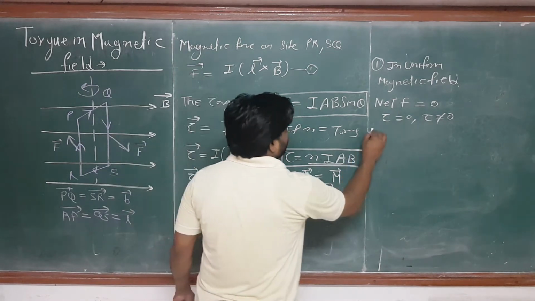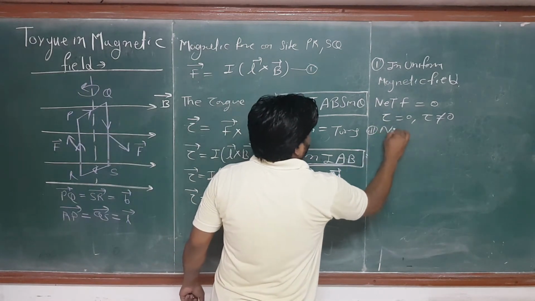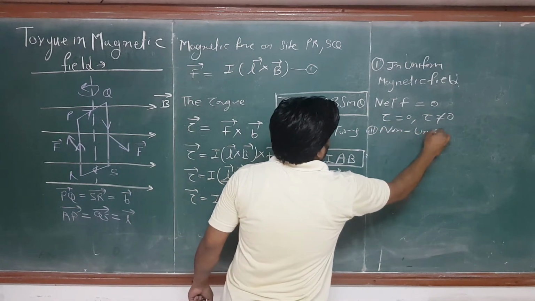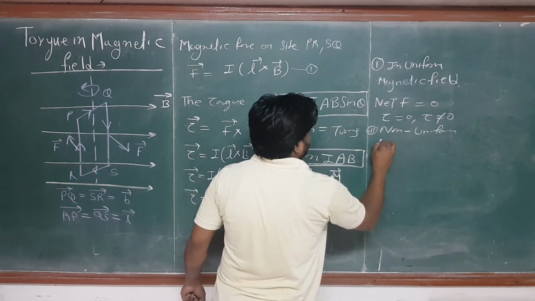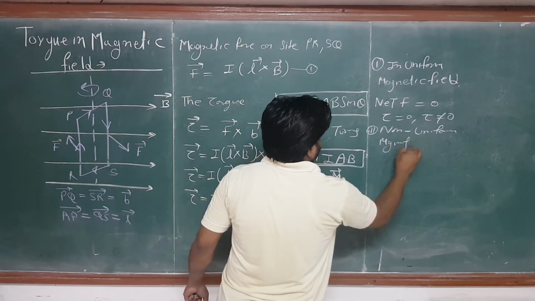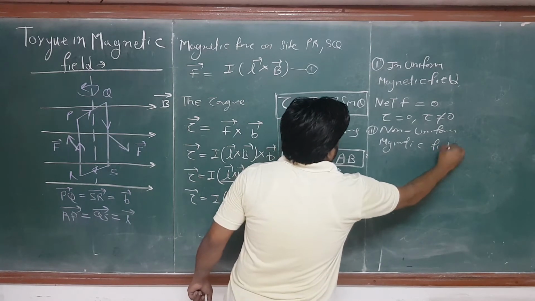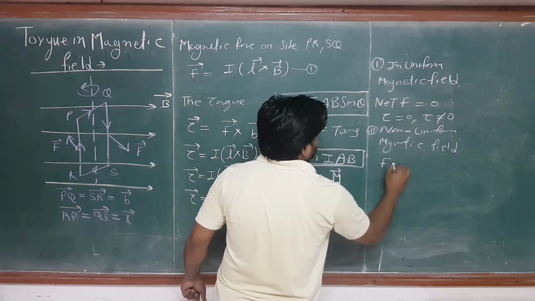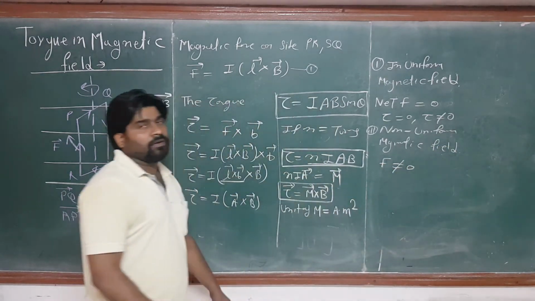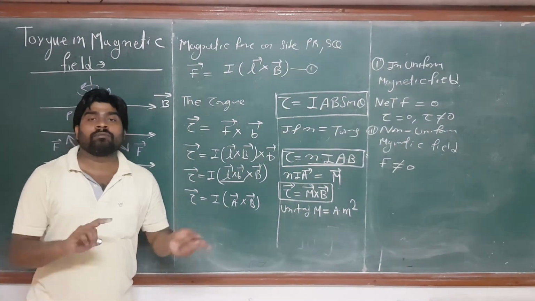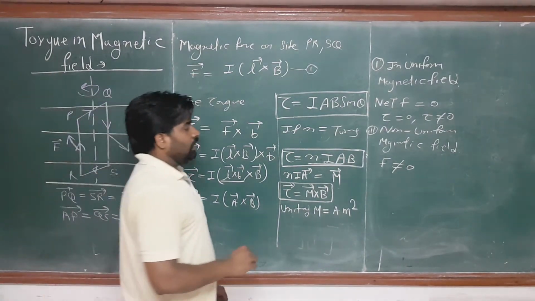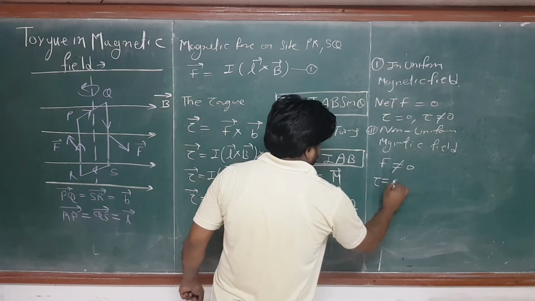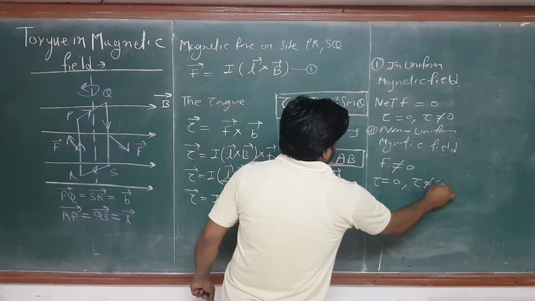And similarly, it's for the non-uniform magnetic field. Okay, the force cannot be 0, because if the field is non-uniform, in any of the directions the force works, but torque can be 0 and cannot be 0.